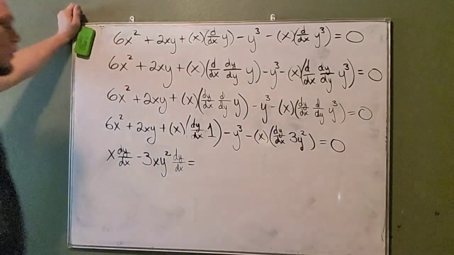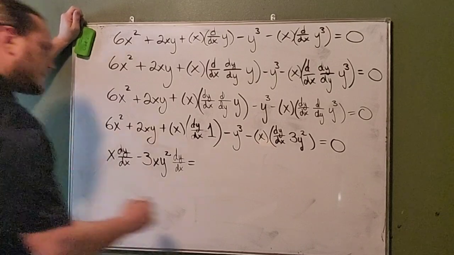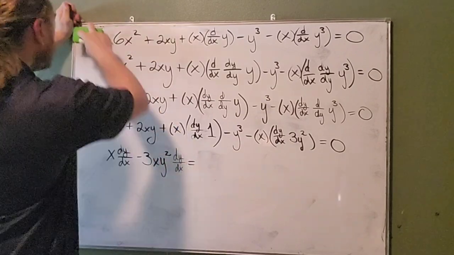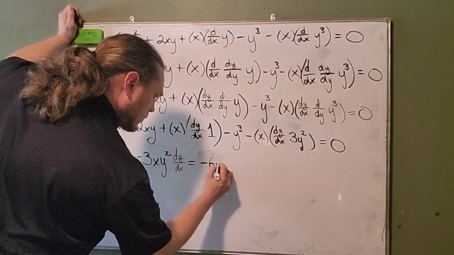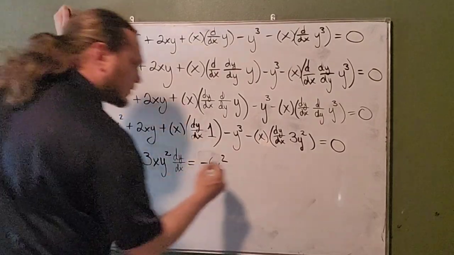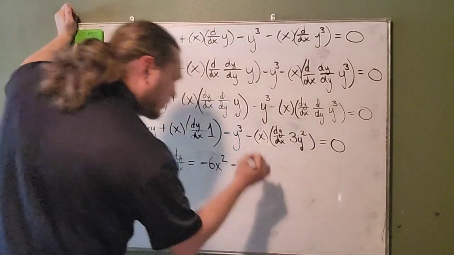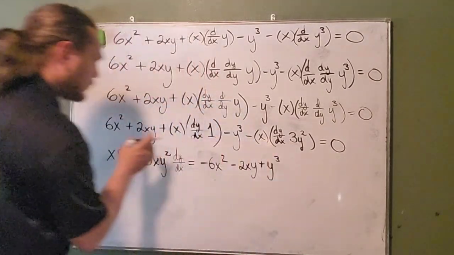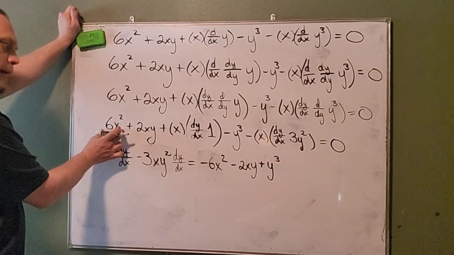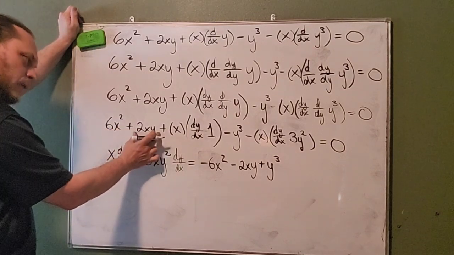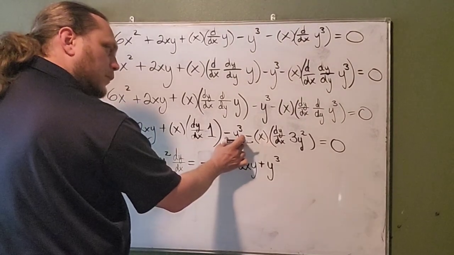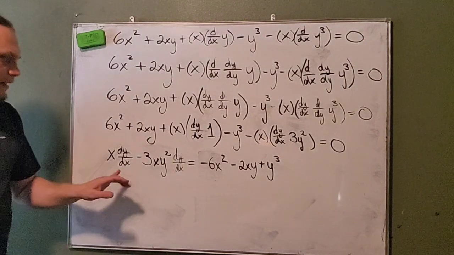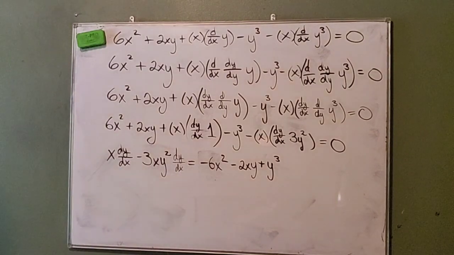And that's going to be equal to minus 6x squared minus 2xy plus y cubed. Those are the 3 terms. You see, this term does not have the dy dx. This term does not have dy dx. This term does not have dy dx, so they get moved to the right side. And the only terms that I have left on the left side have a factor of dy dx.